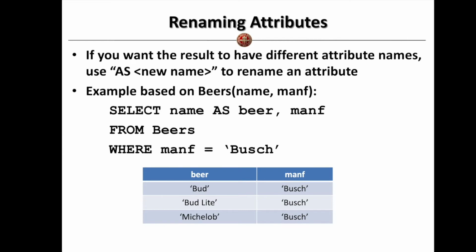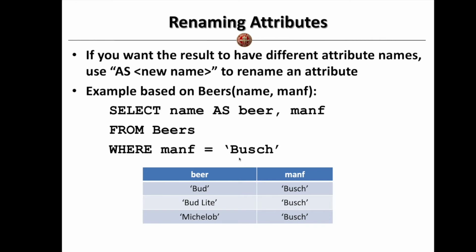I'll show you an example of this renaming as follows. We are still working on the beers table with name and manufacturer. We plan to change name to beer instead. In other words, we can write the SQL query we showed before as select name as beer. It means we change name to beer in the returned result, comma manufacturer. In other words, we select two attributes in the statement, both the name, now beer, and the manufacturer, from beers where manufacturer equals Bush.